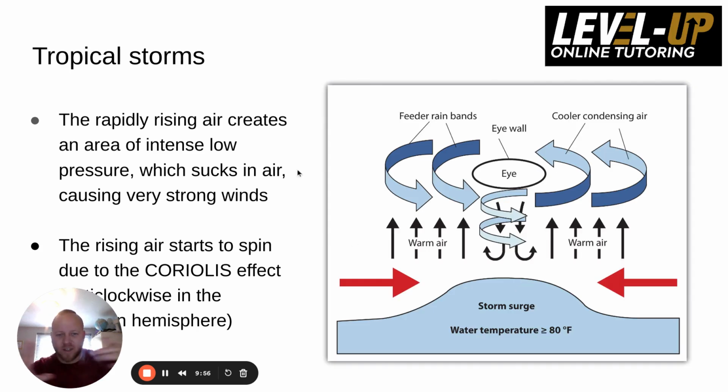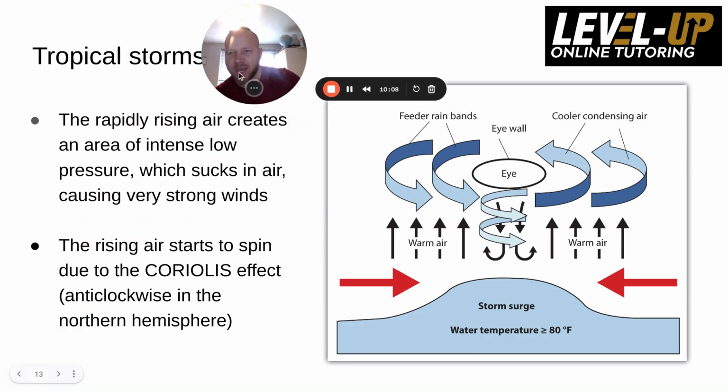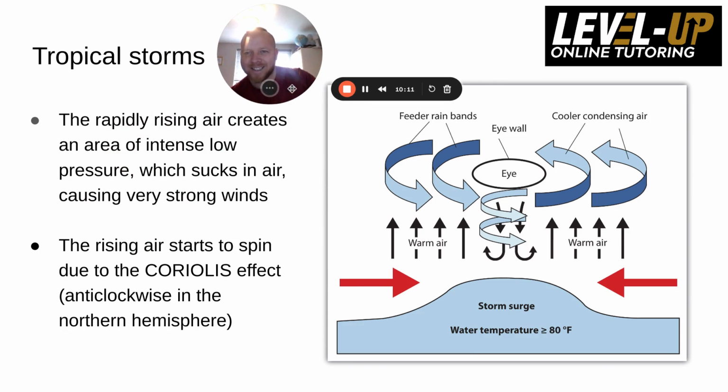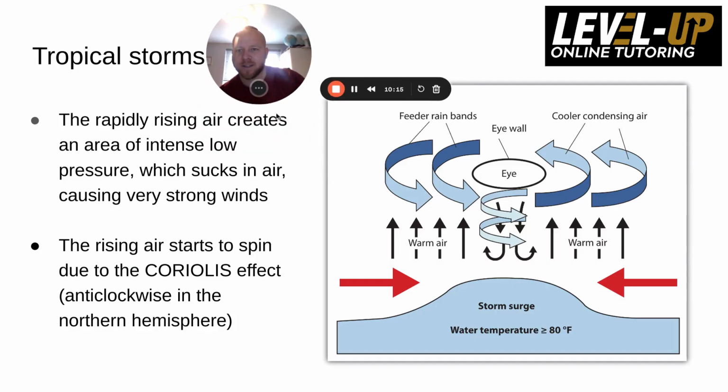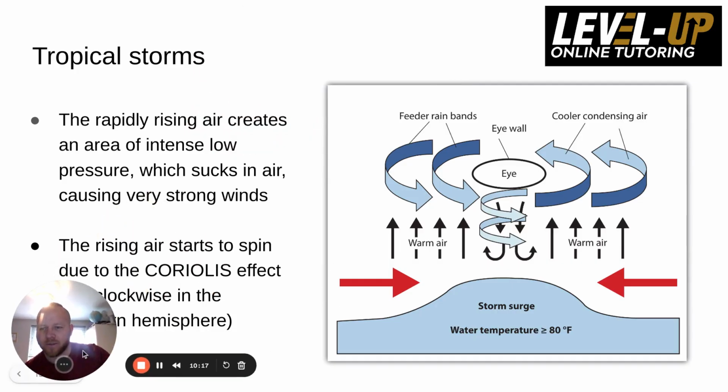So there's that low pressure, the air's getting sucked in and the whole system starts to spin. It comes up and in and it starts to spin, and it's spinning because of that Coriolis effect. If you're in the northern hemisphere, which the UK is, it's going to move anti-clockwise. And in the middle, you're going to get the eye of the storm.